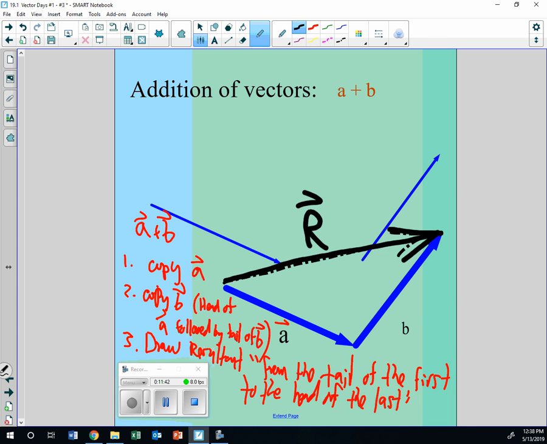Yeah? I know where to put the arrow. Yeah, good question. So I started here, A, and I ended A plus B. I ended at the head of B. Okay.